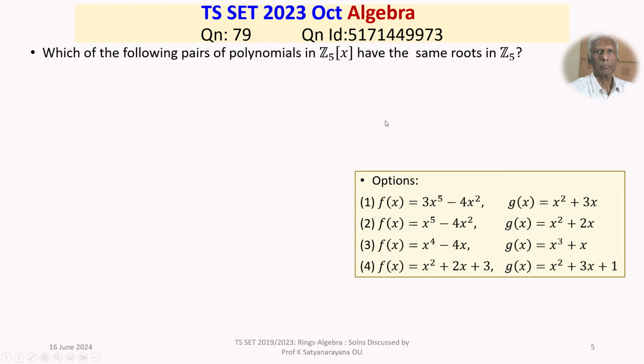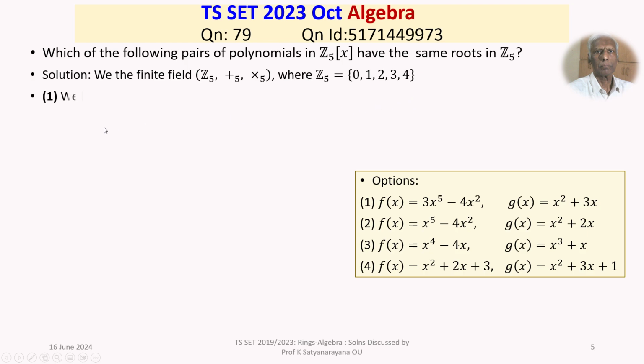Right. Let's now consider the options one after the other. Solution. We have a finite field Z5. Zp is a finite field when p is a prime number. Z5 with addition modulo 5 and multiplication modulo 5 forms a field. It is a finite field where Z5 is the set consisting of 0, 1, 2, 3, 4. These are the residue classes modulo 5. Right. Now, let's get into option 1.